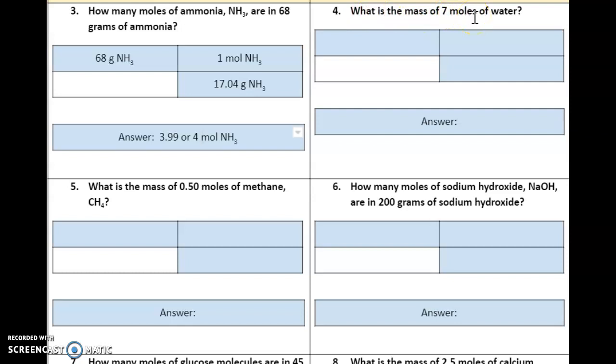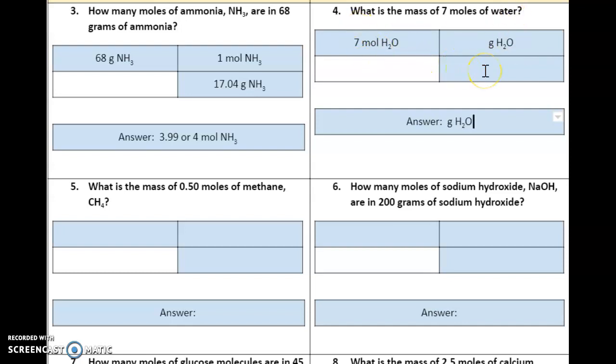For number 4 here, what is the mass of 7 moles of water? So this is opposite. This is going from moles to grams when it's asking for mass. So 7 moles of water, that is our given in box number 1, of H2O. Our answer is going to end in grams of H2O.